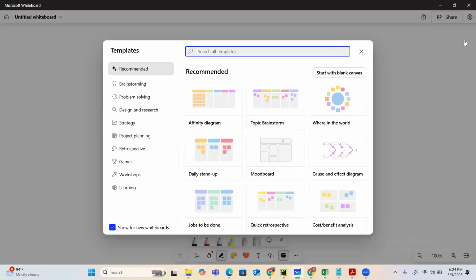You can see my screen, right? Everybody can see my screen? Yes, it is visible.